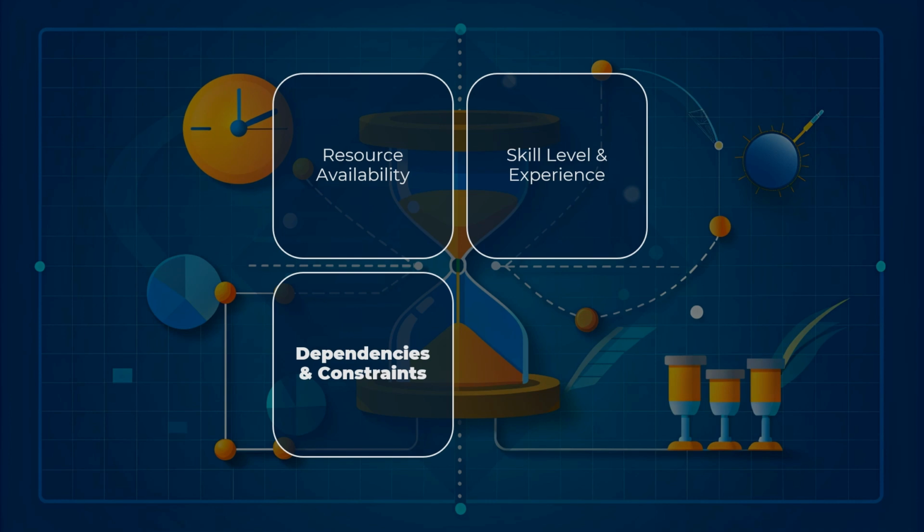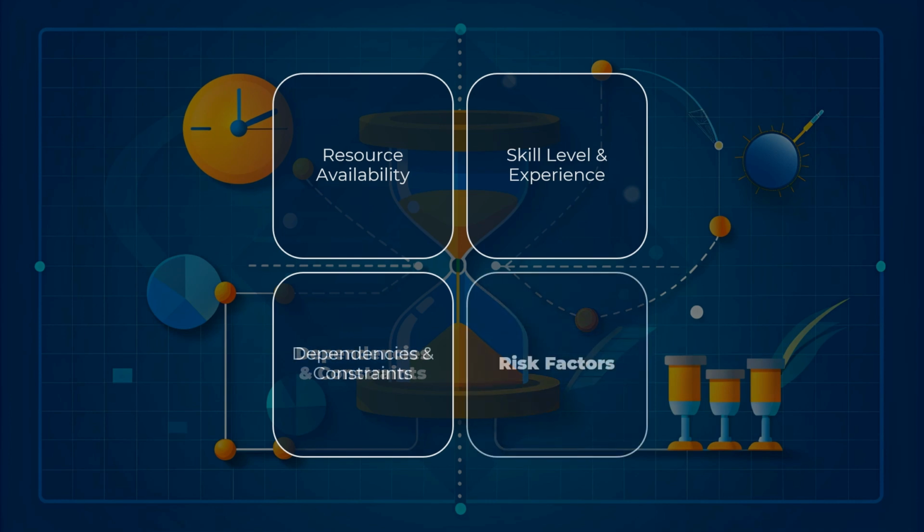In a marketing campaign, the content creation must be completed before the design team can start working on layouts. If the content team faces delays, the design phase is also delayed. Additionally, if there's a constraint like a fixed launch date, these delays could compress other activities, impacting their duration and quality. The fourth factor is risk factors.